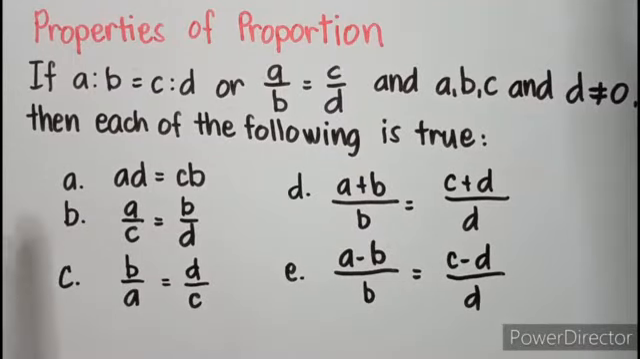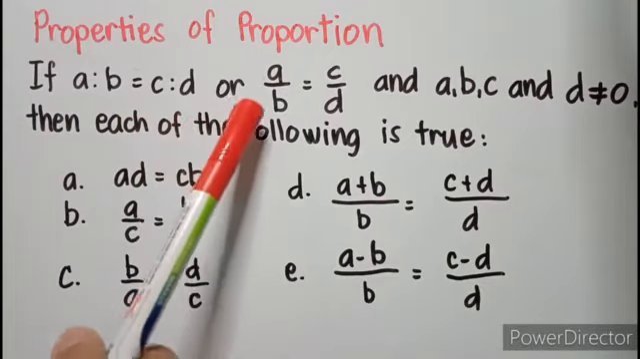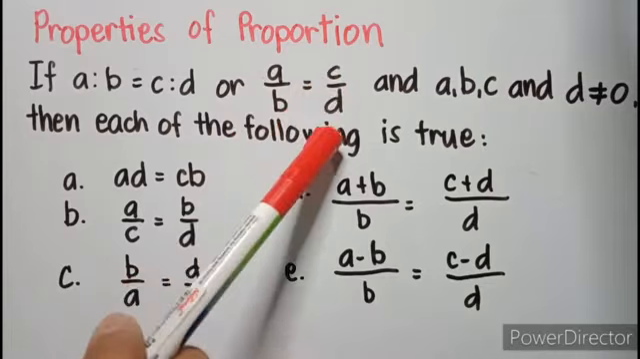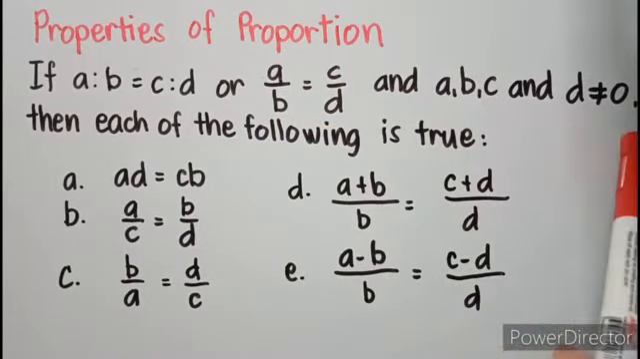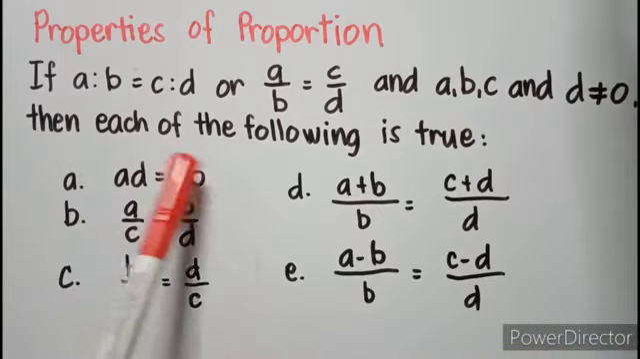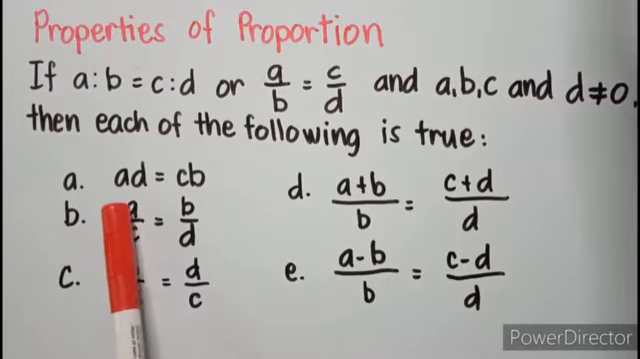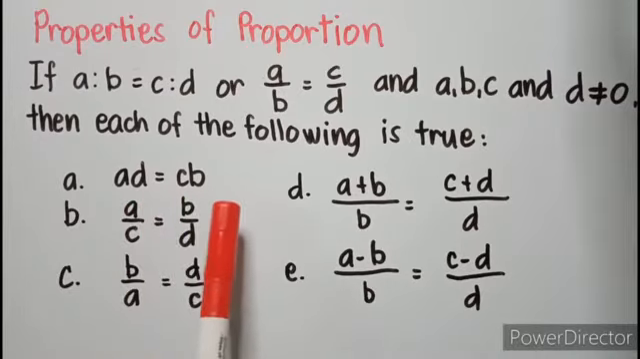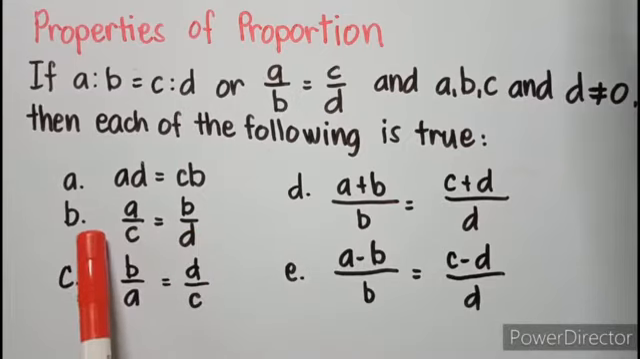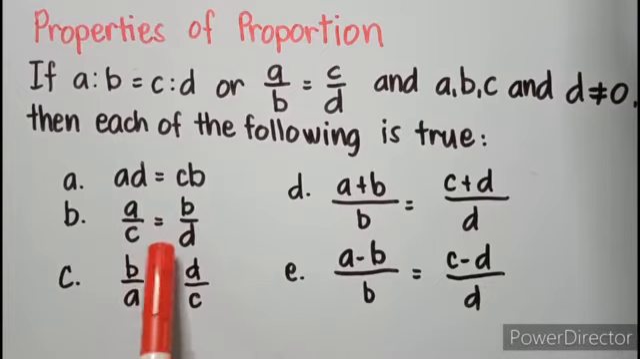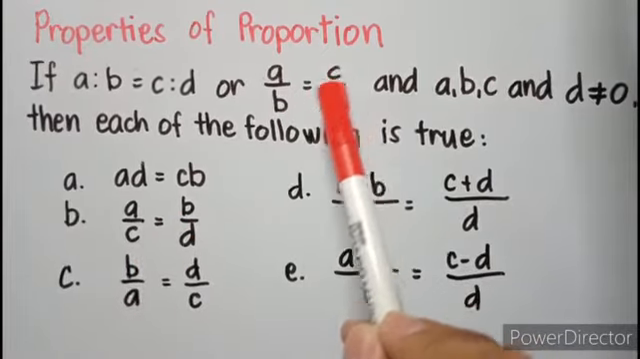Properties of proportion. If A is to B as C is to D, or A over B is equal to C over D, and A, B, C, and D are not equal to 0, then each of the following is true. Number 1, AD is equal to CB. So this is our means and extremes. Then letter B, A over C is equal to B over D. So we interchanged C and D.